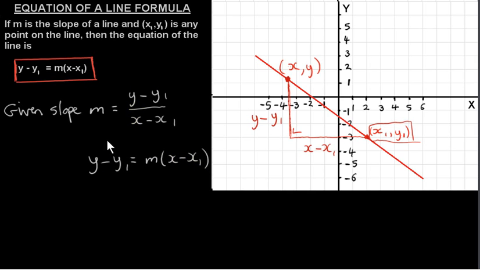So really, to derive the equation of a line, it's just a simple application of the slope formula. We could have called this point x2, y2, and this point x1, y1, and applied our slope formula: m equals y2 minus y1 over x2 minus x1.